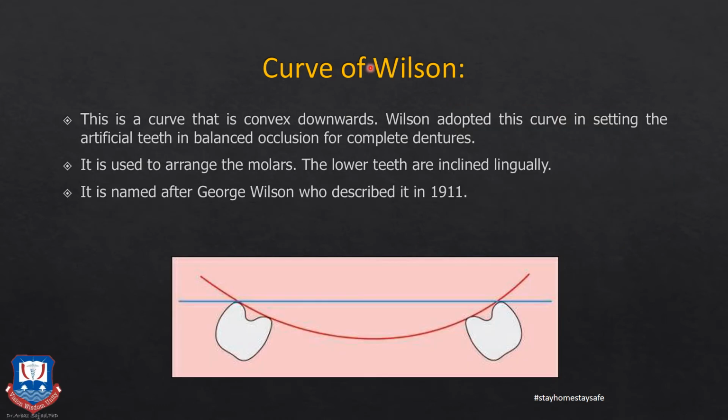Next up is the curve of Wilson. This is a mediolateral curve. This curve is convex downwards, that is, towards the mandible. The curve appears like a convex profile. This was given by Wilson in 1911, and this is again useful in the arrangement of teeth in balanced occlusion. It is used for the arrangement of the molars. The lower molars are tipped lingually, whereas the upper molars are tipped buccally in order to get balance during laterotrusive movements.